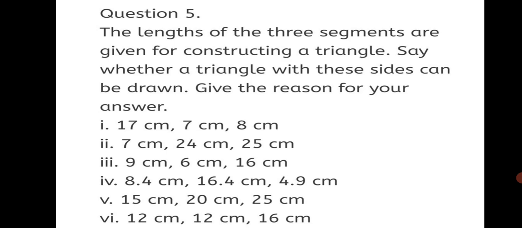Using the property of triangle, we will have to identify first whether, when we add two sides, the sum is greater than the third side or not. If all the additions, 3 times, come greater, then we can say we can draw a triangle. Otherwise, we cannot. So let's see how to solve it.